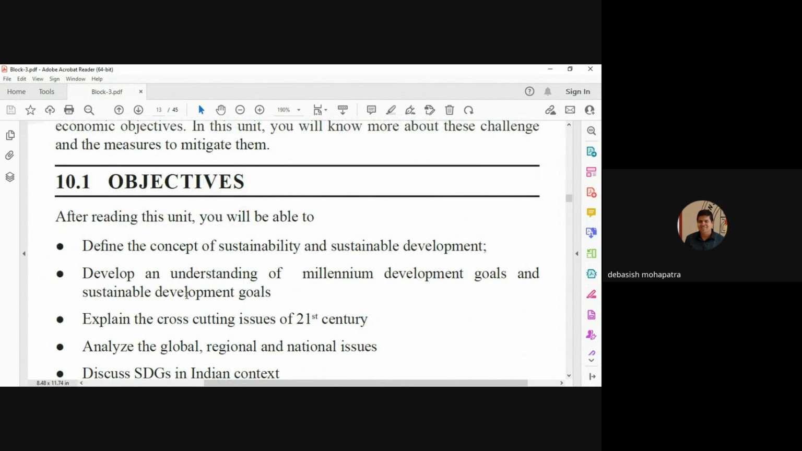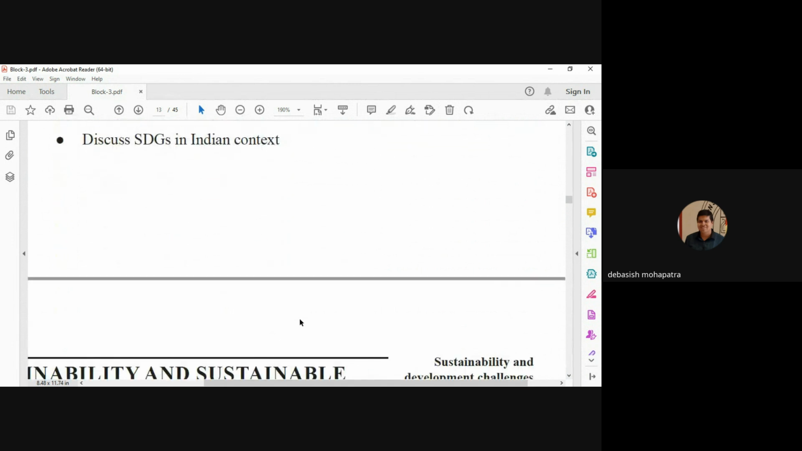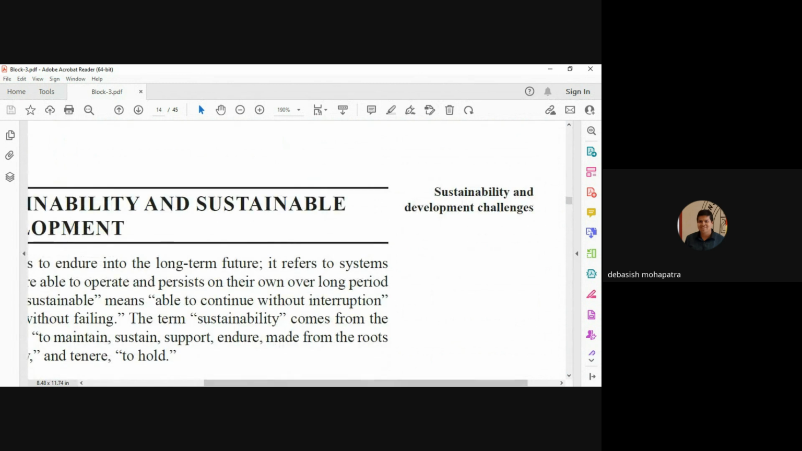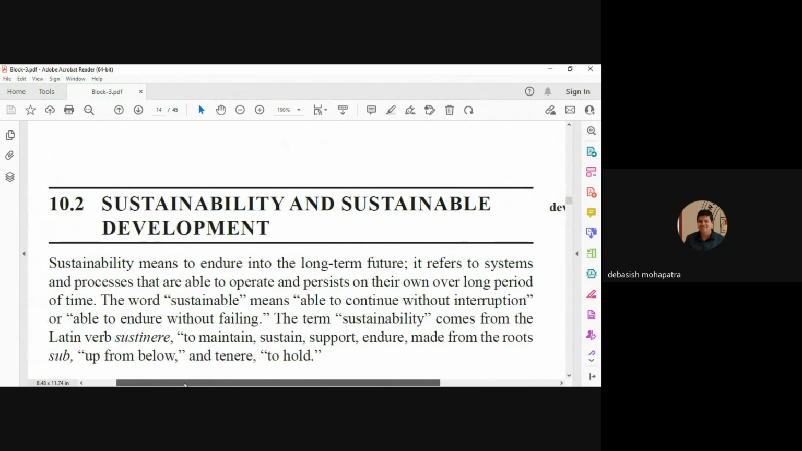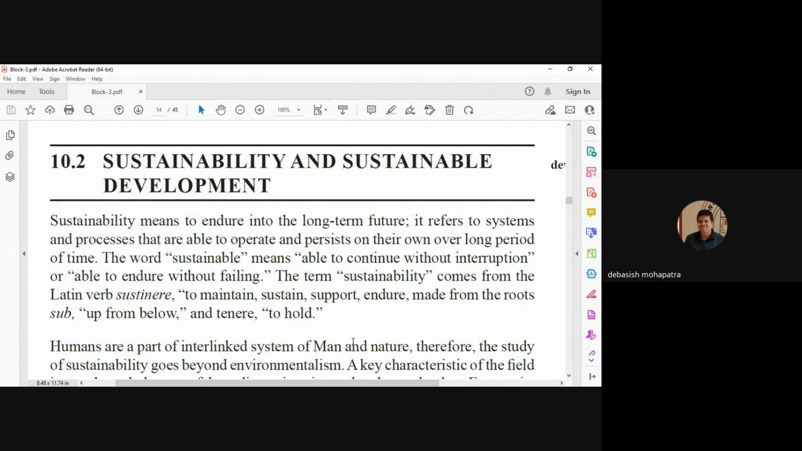The first is the objective: defining the concepts of sustainability and sustainable development, developing an understanding of the Millennium Development Goals and Sustainable Development Goals, explaining the cross-cutting issues of the 21st century, analyzing global, regional and national issues, and discussing SDGs in the Indian context. Okay, the first is sustainability and sustainable development.